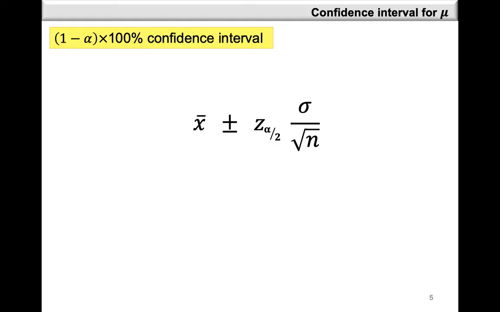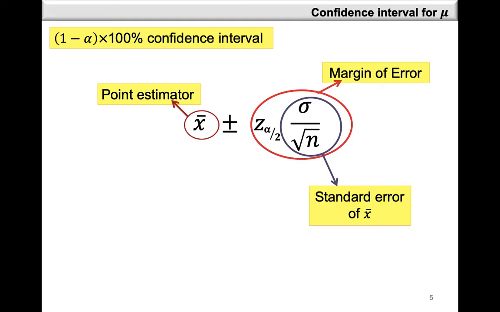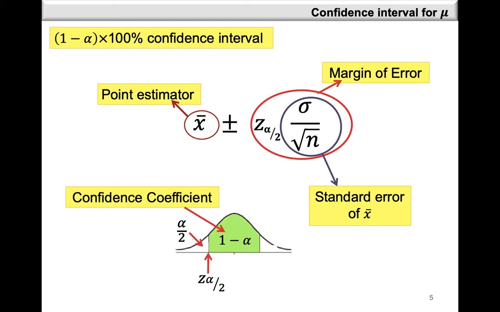Let's take a look at the components of the confidence interval. We have x bar, which is the point estimator, and Z alpha over 2 times sigma over root n, which is the margin of error. Sigma over root n is the standard error of x bar, and this is just the same as the standard deviation of x bar. If we graphically represent this, then the area in between these two solid lines is going to be called the confidence coefficient, and the regions outside the confidence coefficient collectively are referred to as the level of significance.